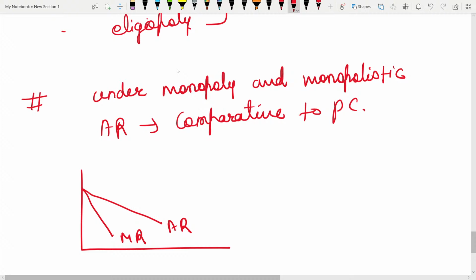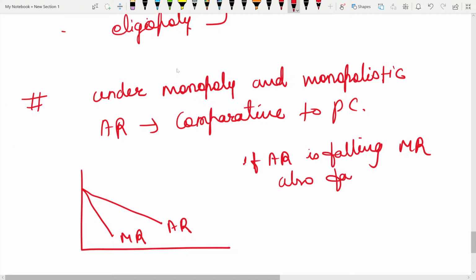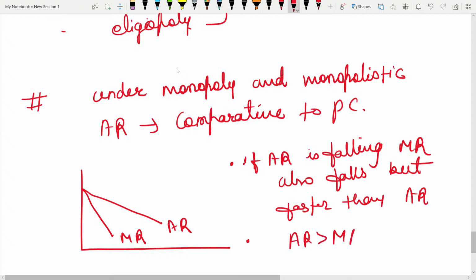So we can say here, if AR is falling, MR also falls, but faster than AR. Note it down. If AR falls, then MR will also fall, but at a faster rate as compared to AR. So we can say AR is greater than MR. The slope of MR is actually greater than AR.